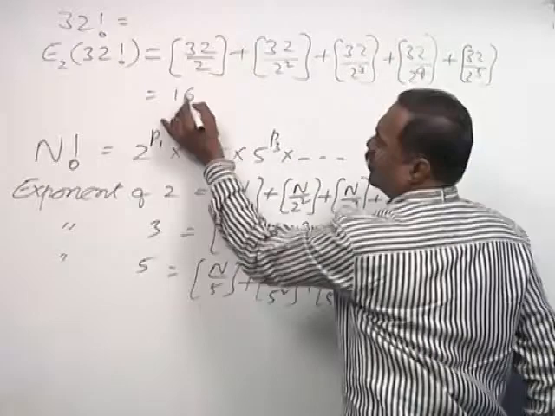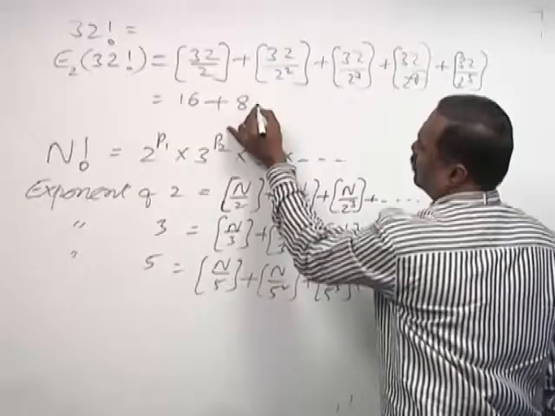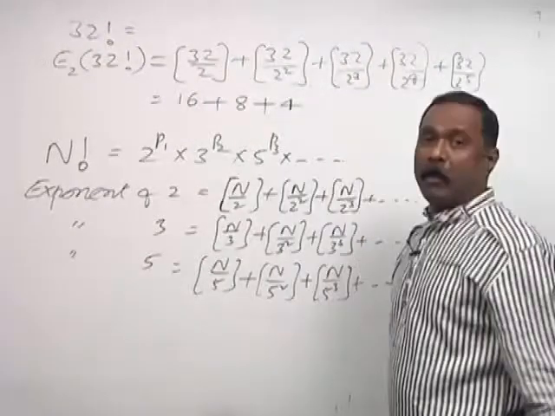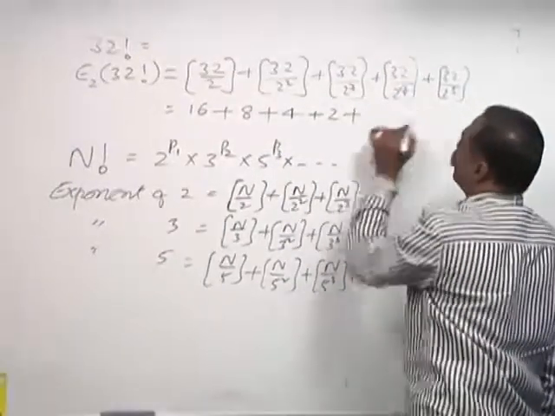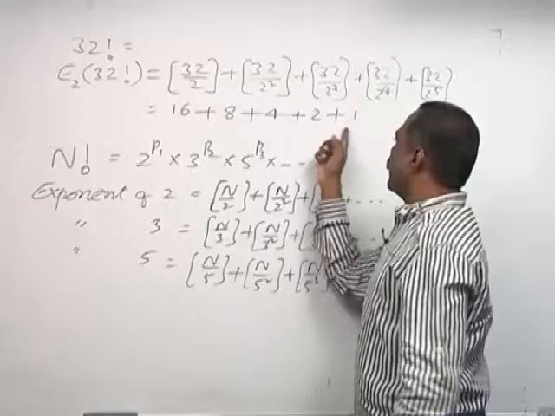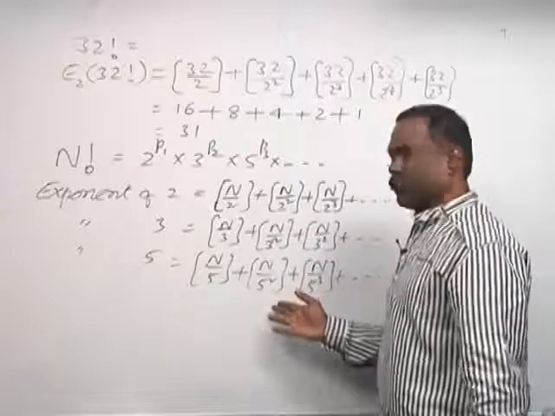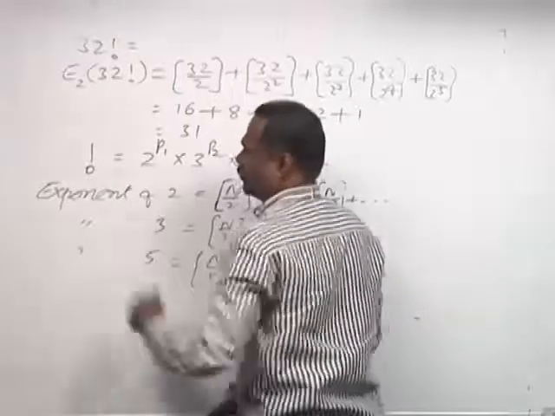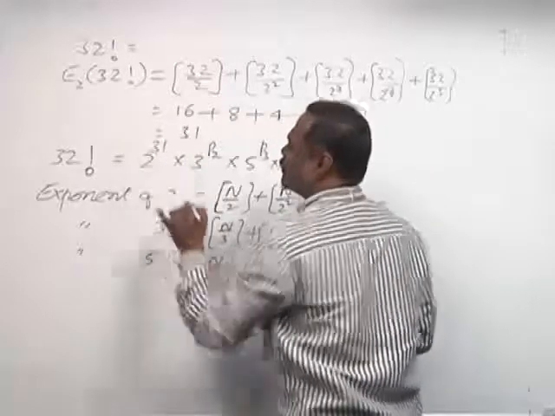Now it is 16 plus 32 by 4, which is 8. 32 by 8 is 4. 32 upon 16 is 2. 32 upon 32 is 1. So 16 plus 8, 24, plus 4 is 28, 28 plus 3, 31. The same formula I applied there. So what do you understand here? If you replace n with 32, the power of 2 is nothing but 31.